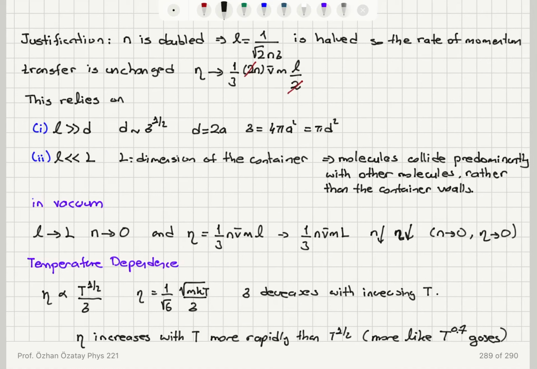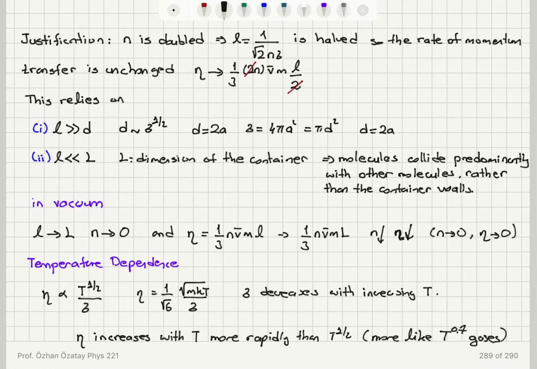molecules, so the molecules can be treated as points, and the mean free path is much less than the length of the container, so there is no collision with the walls of the container being considered here. All collisions predominantly occur with other molecules. But in vacuum, the mean free path will approach the length of the container, and we will find that the coefficient of viscosity will approach zero. So in vacuum, the coefficient of viscosity will be very low.